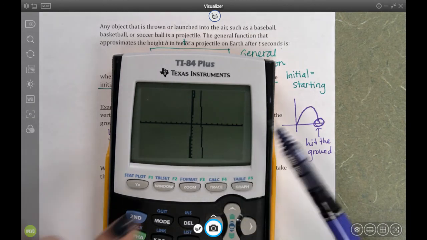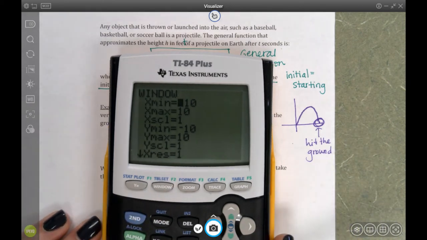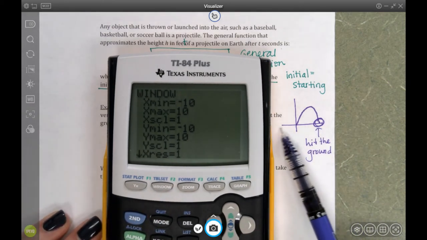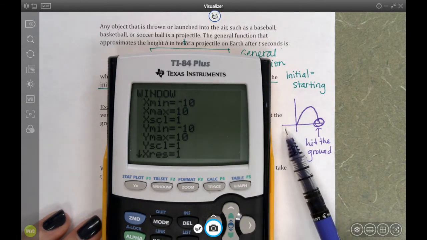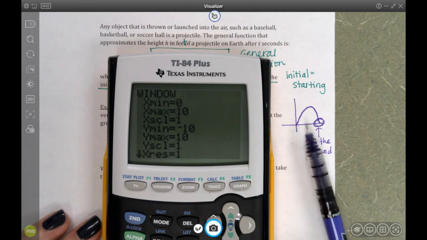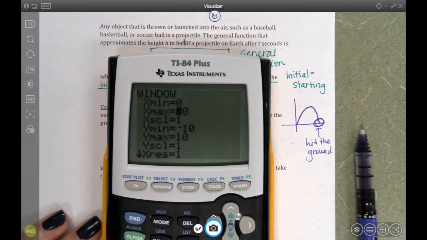So I'm going to go to the window, and I'm going to adjust some things. So over here on the left is my x minimum, and right now I'm at -10, but if x is talking about time, I'm not going to have negative time. So I'm not going to start at -10, I'm going to start at 0. The x max was fine. I had some extra over here, so I could change it to 5, but I don't have to. And then I'm going to leave the x scale at 1.